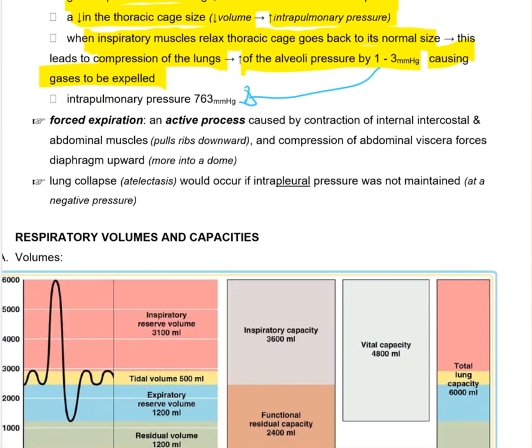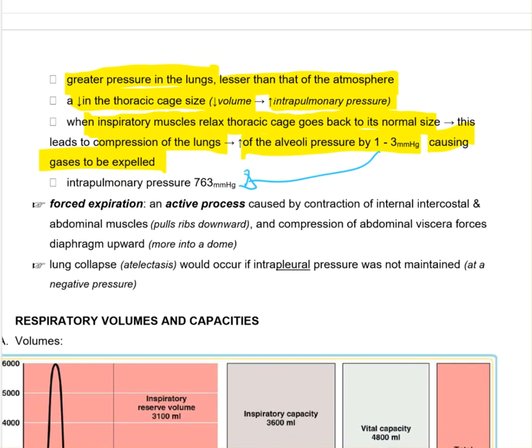Now, we can also force expire. Right now, if I say, okay, exhale a deep breath, or if you blow out like you're blowing out candles, you're force expiring, right? This is an active process because you can even feel that you are contracting muscles, all right? And you're causing the abdominal visceral organs to push the diaphragm up.